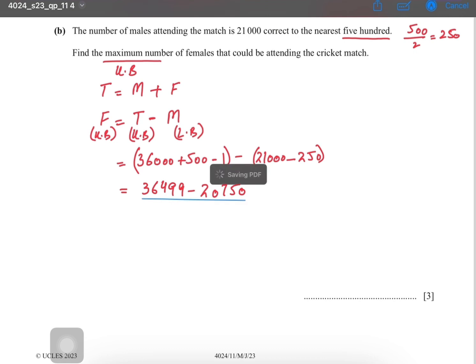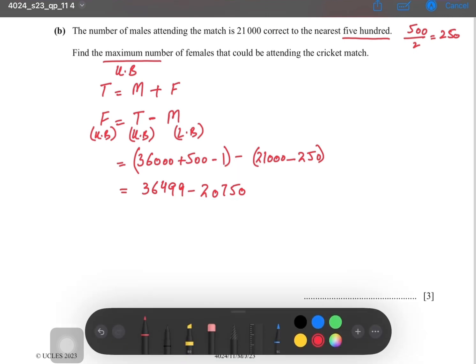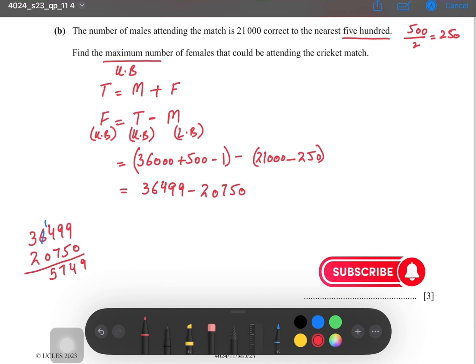After subtraction, 20,750. 9 minus 0 is 9. 9 minus 5 is 4. I'll borrow 1 from here. So it is 14 minus 7. It's 7. So the number is 5 and 3 minus 2 is 1. So the answer is 15,749.